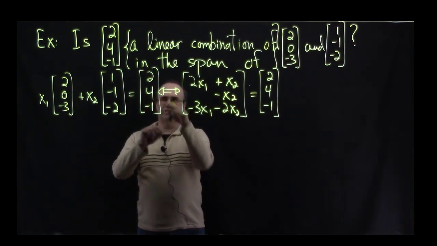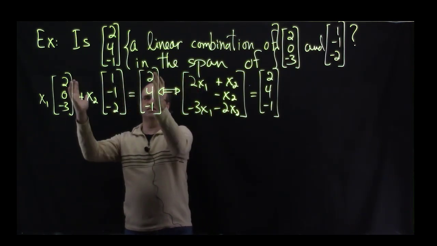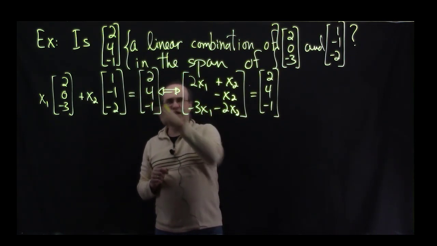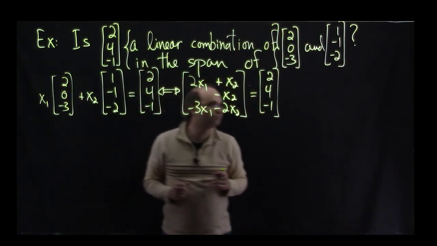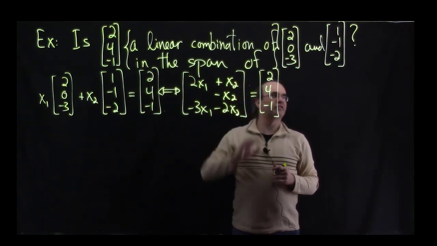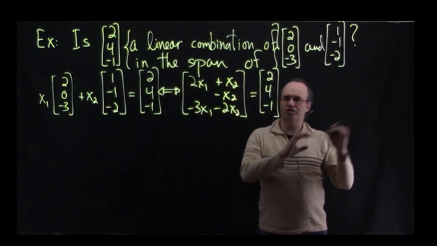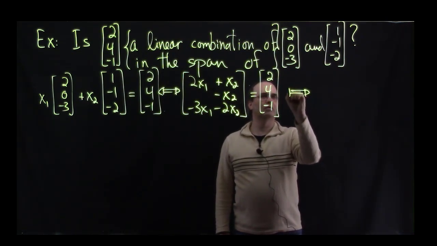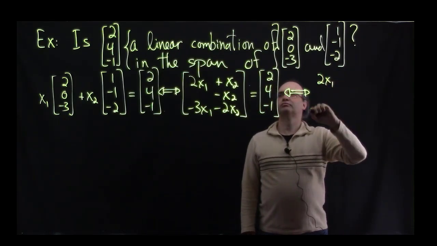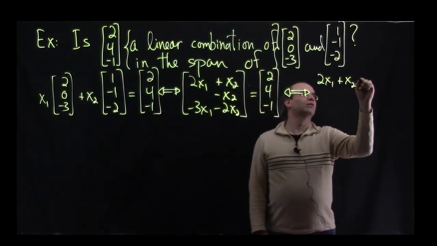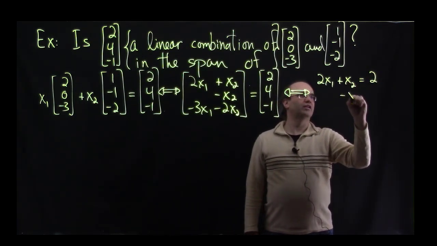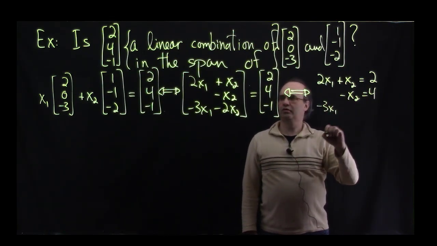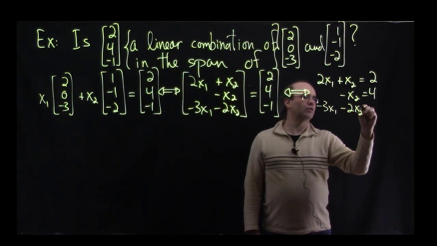The arrow going from left to right says that if this vector equality is true, then this equality is true. And the arrow that goes the other way says that if this is true, then that is true. Now if this equality is true, then I've got a solution of the following system. So this vector equation is the same as the system 2x1 + x2 = 2, -x2 = 4, and -3x1 - 2x2 = -1.